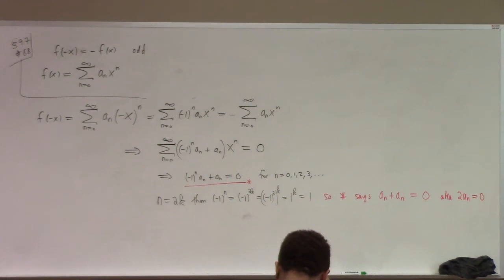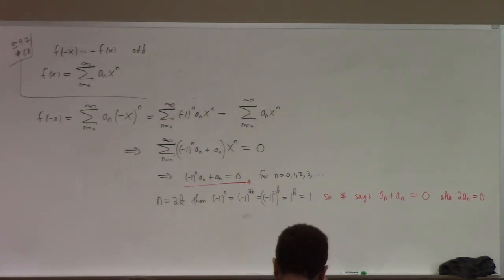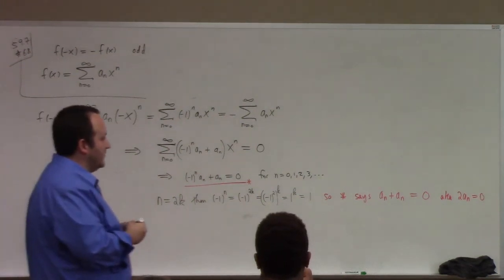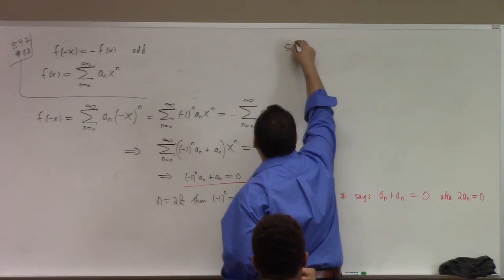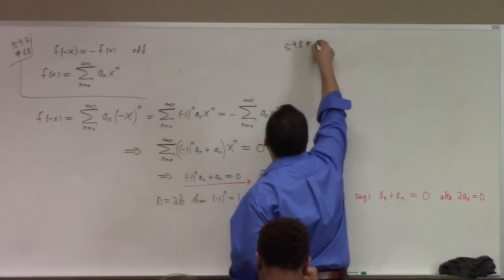Almost the same argument can be used to show that if you have an even function, it has to have even coefficients only. All the odds have to be 0. Actually, that's question 69. Which one? The 9.8 number 80. It's another proof. Oh, proof. You guys are killing me here. Section 9.8, number 80. What? Prove what?